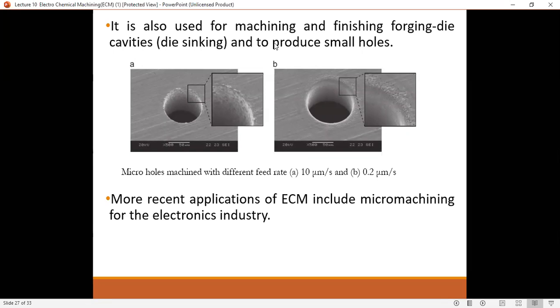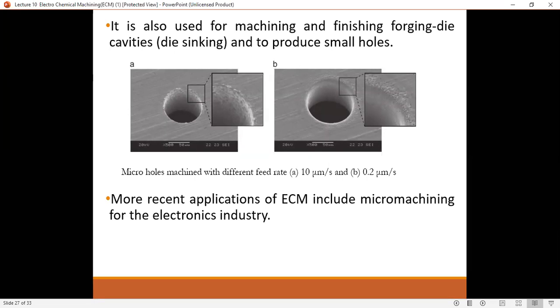So forging, as mentioned just now, forging die. If you want to do forging operations, you want to forge using a tool. So you have to make a tool, and the surface quality of that tool must be very important. If the surface quality is not good, then during the forging process, we transfer that surface quality into the workpiece.